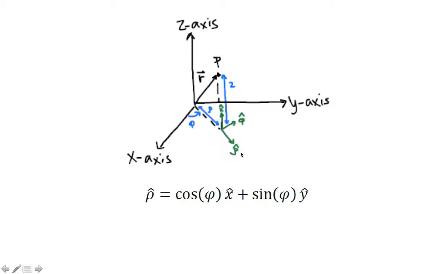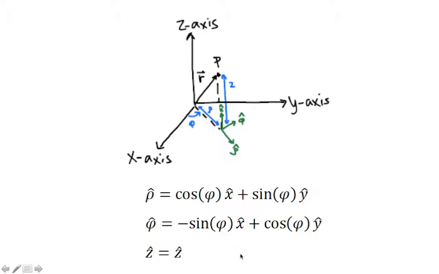Rho hat is similar to our r hat in polar coordinates, and here you can see it has the exact same formula. Phi hat is going to be exactly the same as phi hat in polar coordinates, and it has the same formula. And z hat, of course, is just z hat. You can see from this definition that we're really mixing the best of polar coordinates with Cartesian coordinates.